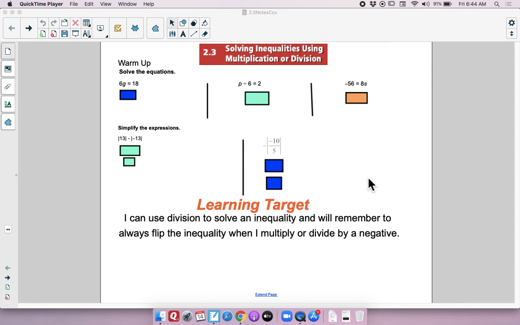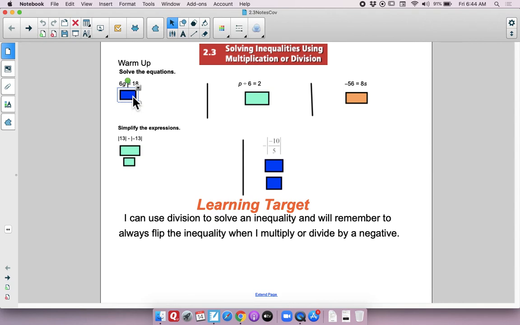So you can see that these are solving equations, at least the first three. Hopefully you saw that you needed to get g by itself, which means you need to divide by 6, right? Because then if you're dividing by 6 or multiplying by 1/6, 6 divided by 6 is 1. Any number divided by itself is 1. So we get 3, and we can obviously plug back in to check. 6 times 3 is 18. That equals 18. Check, check.